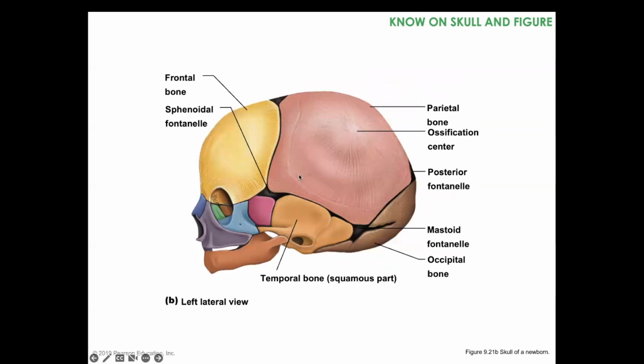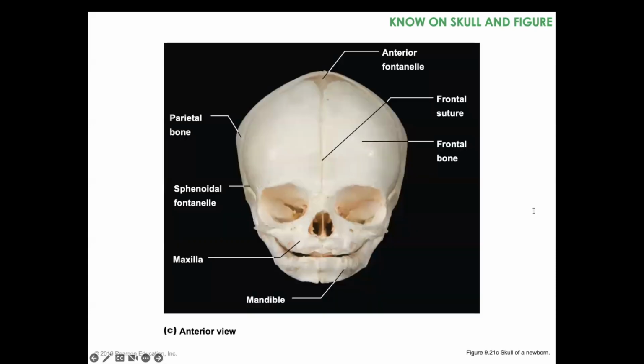And you can see we have a sphenoidal fontanella, which is by the sphenoid bone. And then lastly, we have the mastoid fontanella or fontanelle. You hear them both, fontanelle, fontanella, same thing. But the mastoid fontanelle is closer to the mastoid process on the temporal bone. And this is going to be where the occipital bone connects with the temporal bone on the adult skull.